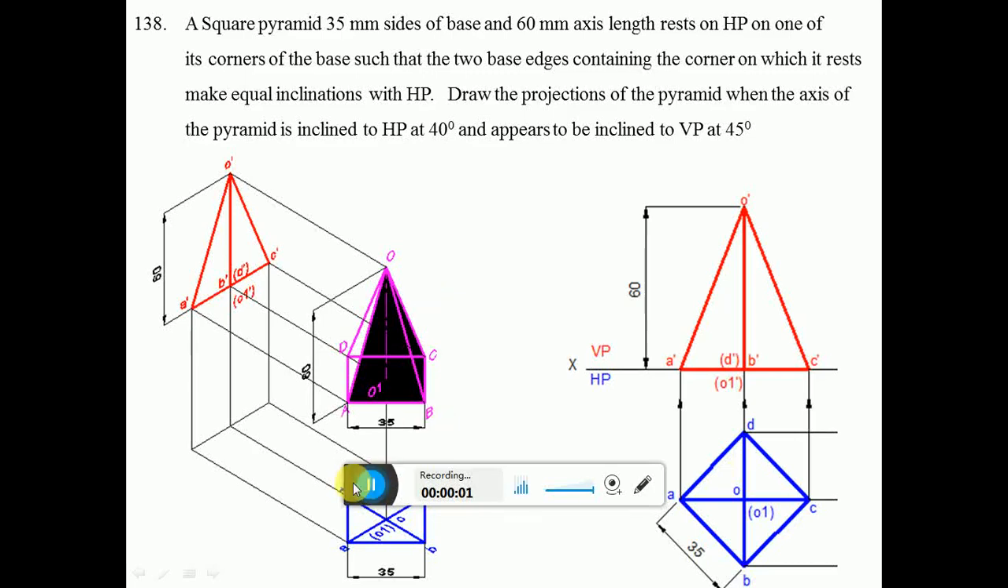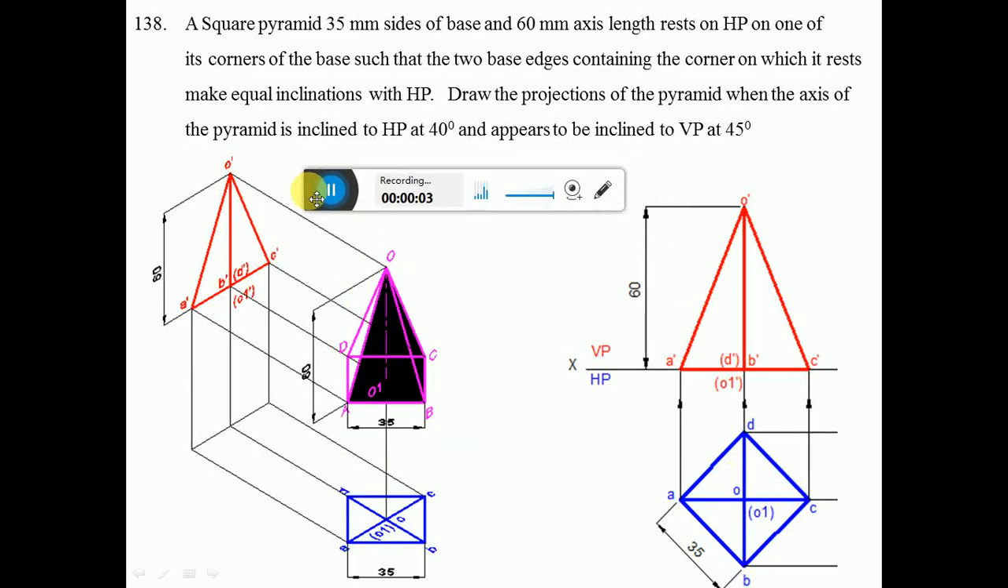Now, a square pyramid of 35 mm sides of base and 60 mm axis length rests on HP on one of its corners of the base such that the two base edges containing the corner on which it rests make equal inclinations with HP. Draw the projections of the pyramid when the axis of the pyramid is inclined to HP at 40 degrees and appears to be inclined to VP at 45 degrees.